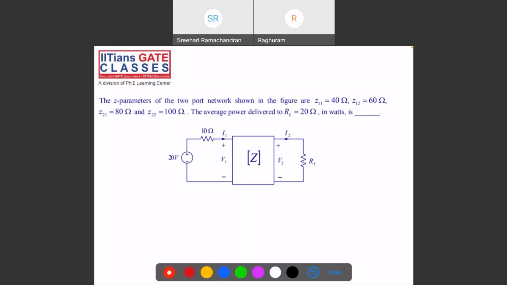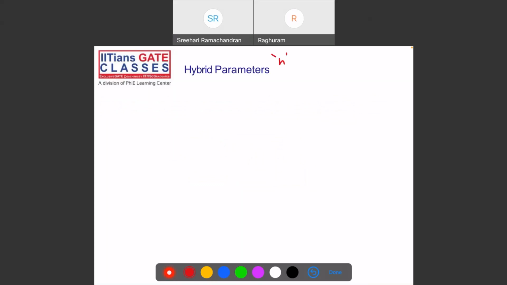Next parameters are called hybrid parameters. Hybrid parameters are also called H parameters. Z and Y parameters for a two-port network don't always exist. That is why there is a mix of Z and Y parameters.